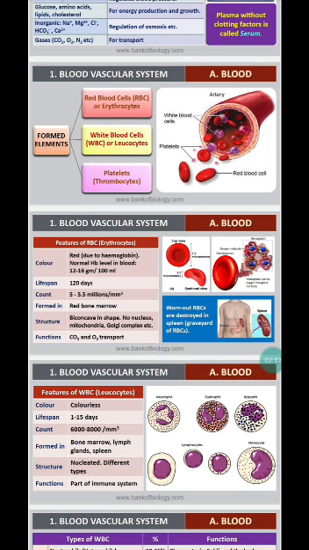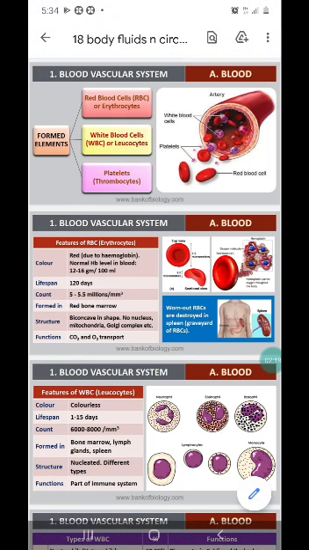Now, what is the shape and size of this RBC? It is biconcave disc shaped, without nucleus, mitochondria, Golgi complex, etc. It's all absent in RBC. And the function of RBC is to transport gases, mainly CO2 and oxygen.